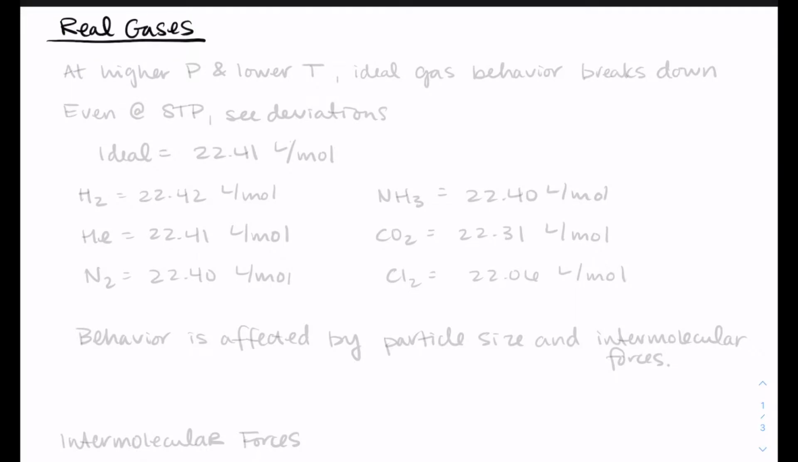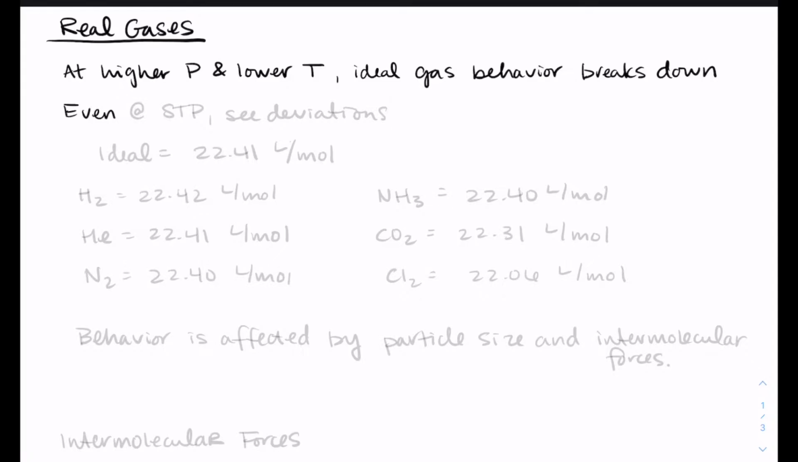And we will deal with real gases. So, what happens when gases do not follow ideal behavior? At higher pressure and lower temperature, ideal gas behavior breaks down. And even at STP, which is 0 degrees, some gases are behaving non-ideally at 0 degrees and 1 atmosphere.